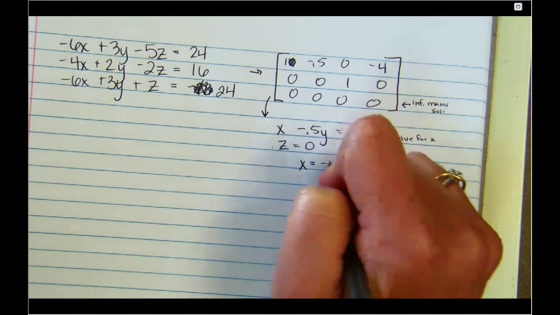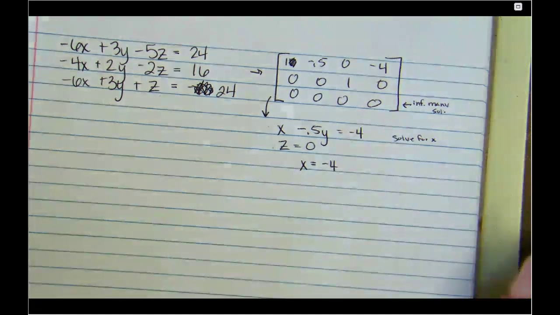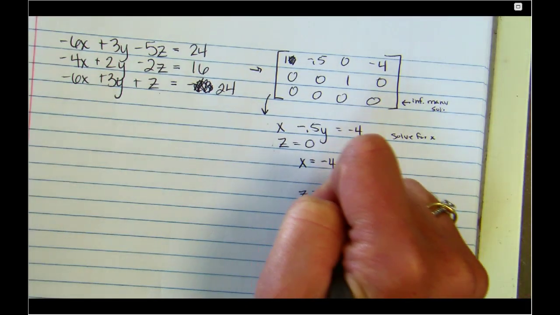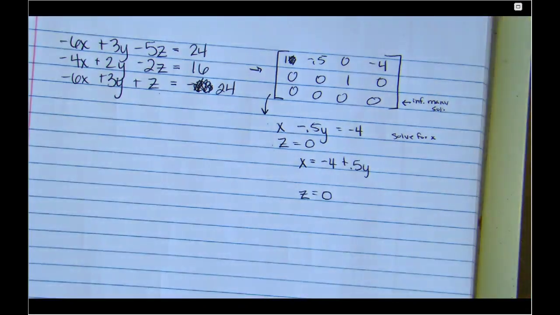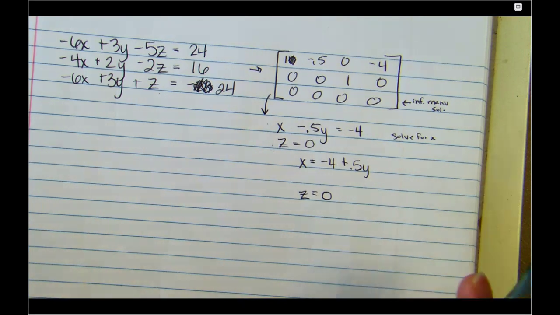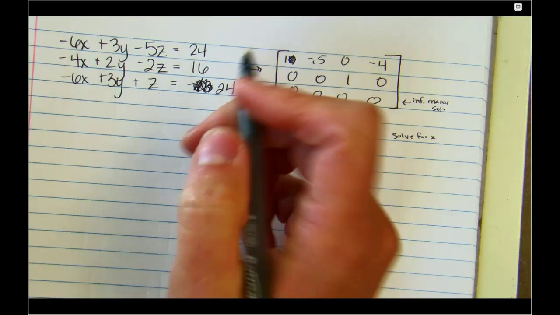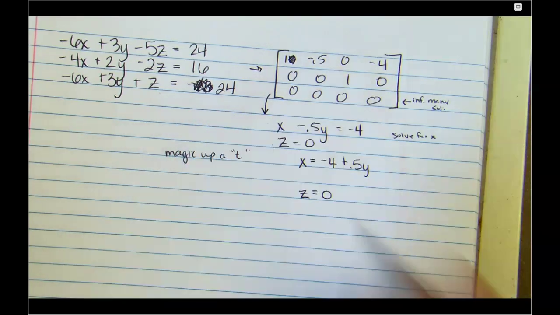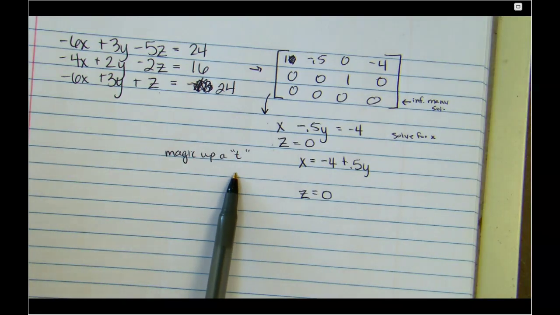x is -4 plus 0.5y, because you have to add to the other side. And then z is equal to 0, we know. Here is the problem. We need to have a y, but y is hanging out in x's equation, which is really not allowable. So what we do here is we magic up another variable. We're going to magic up a t, and I don't know why it's a t, it's just a t. This just proves that math is not magic.